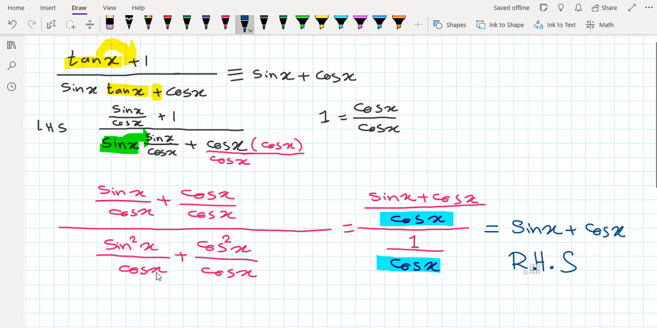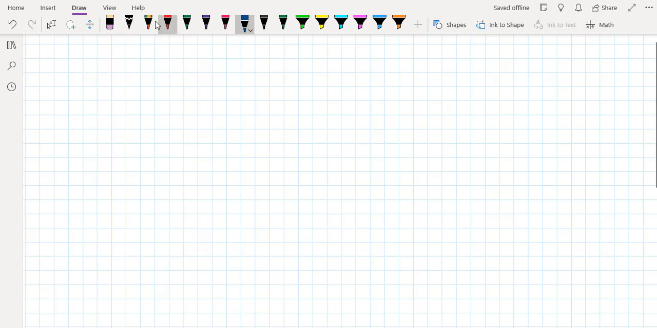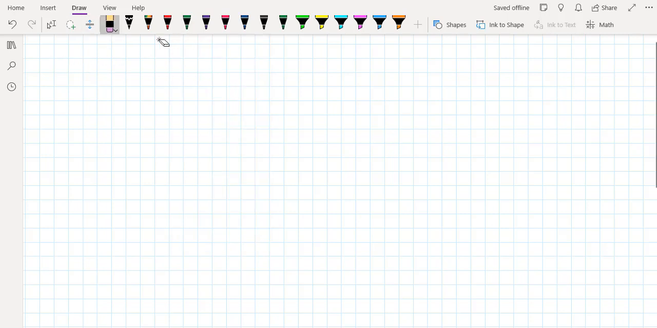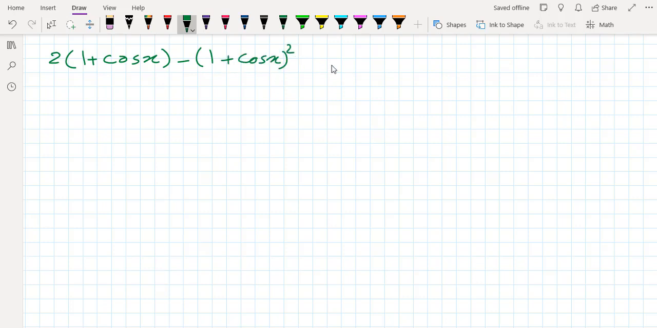The next trigonometric identity that I'm going to prove is this. 2 bracket 2, 1 plus cosine x, minus 1 plus cosine x squared is equivalent to sine squared x.